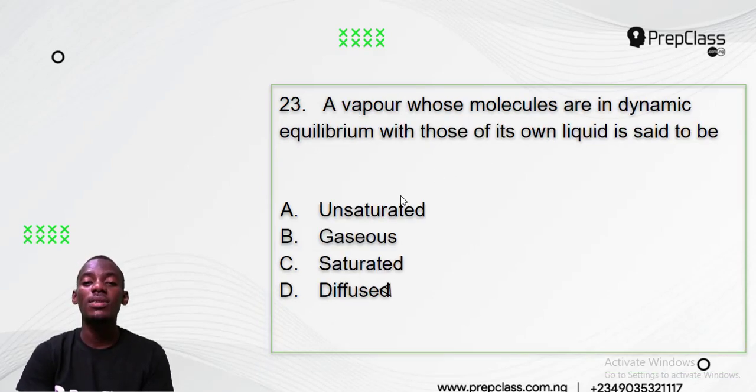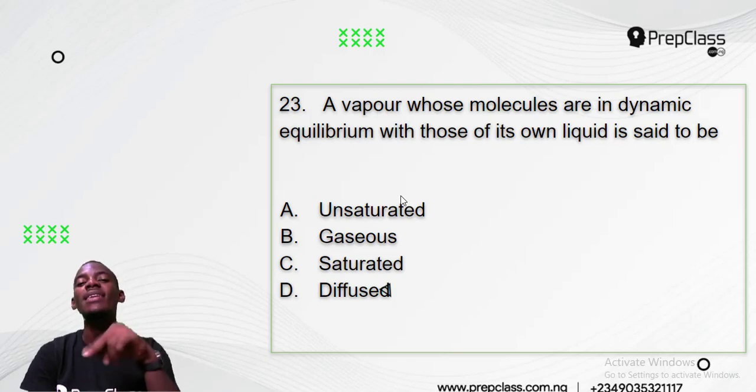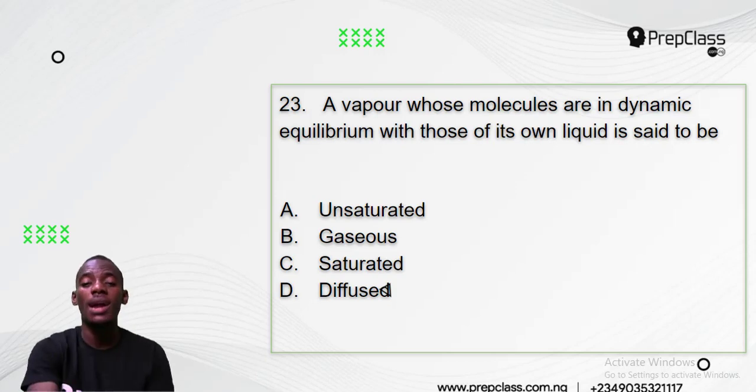Let's check out number 23 now. The vapor whose molecules are in dynamic equilibrium with those of its own liquid is said to be what? When the molecules of a vapor are in dynamic equilibrium with the liquid, it is called what? Is it unsaturated, gaseous, saturated, or diffuse? Now the answer is between unsaturated or saturated, and I will show you with a picture right now.